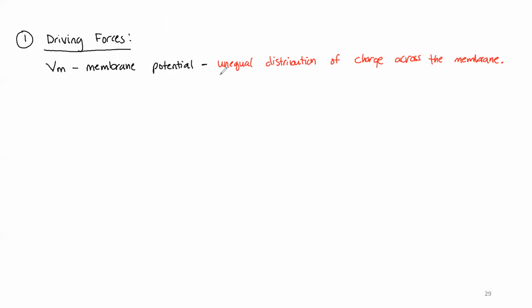In terms of the value, we said it's usually about negative 70 millivolts in a resting cell. And what this negative 70 means is that there's an excess of negatively charged particles inside the cell with respect to the outside of the cell. Okay, just to reflect on what that negative 70 means. The other important term is the equilibrium potential.